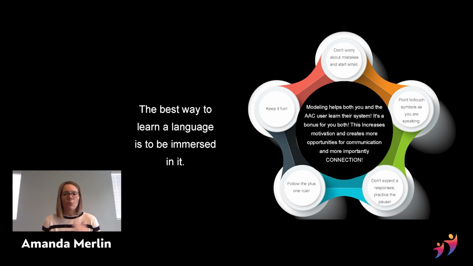Big things here: we're pointing to and touching symbols as we're speaking. We keep it simple for ourselves. If you're brand new, you're pointing to one symbol. You can point to that same symbol for weeks if that's all you feel comfortable pointing to. Don't worry about mistakes. If you make a mistake, own it, say it. "Oh, I didn't mean to say that. Let's find that word together." That shows your kiddo that it's okay to make a mistake and to correct or repair a message.